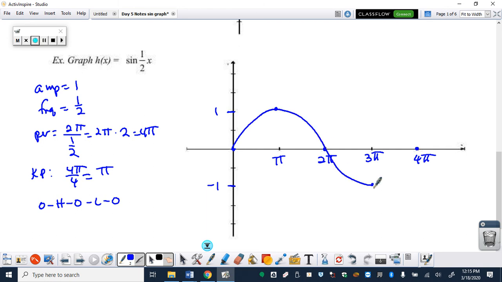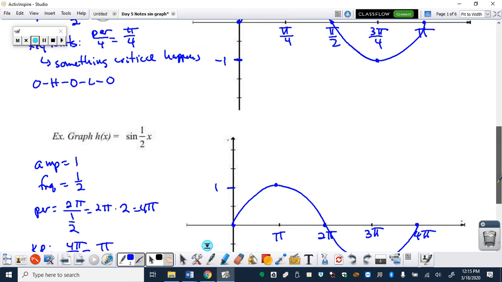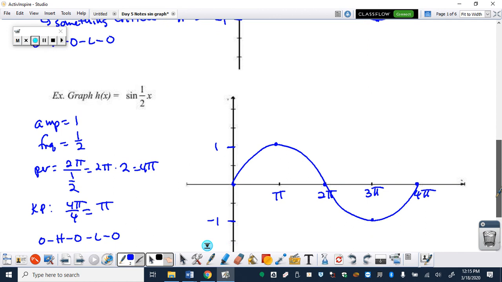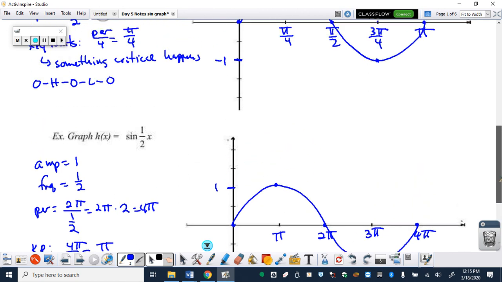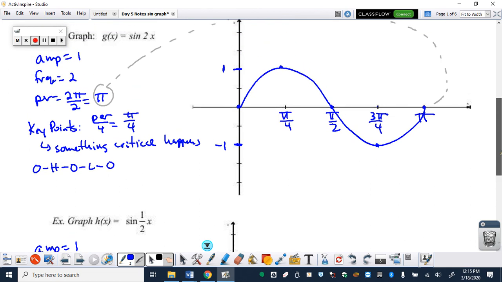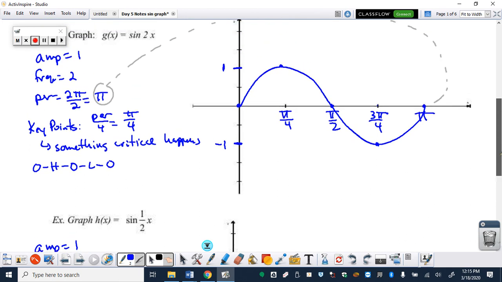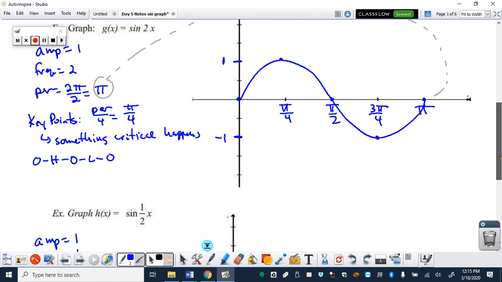Notice how it is pretty much identical to the previous one. The big difference that you have to see, and it is a big difference, are the two x-axes, how they're scaled. So notice the second one is 1/2, so it takes a lot longer, whereas the first one is a 2x, so the period is pi, so the scale only goes up to pi.